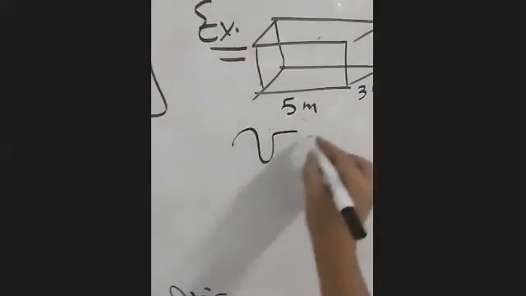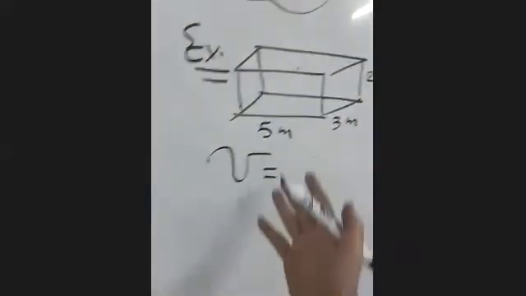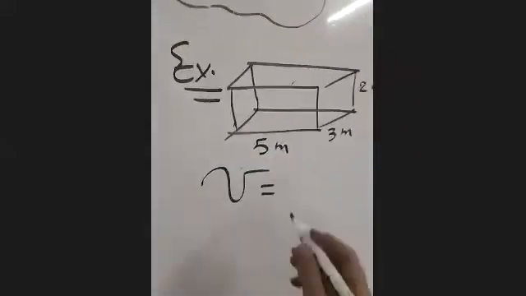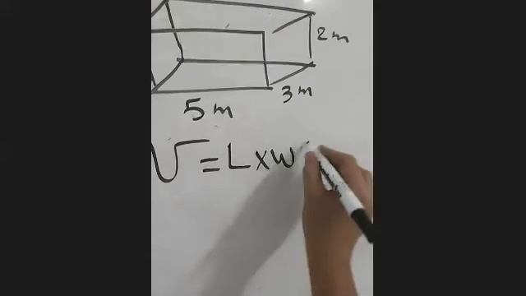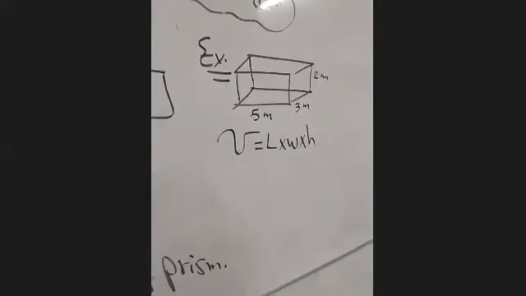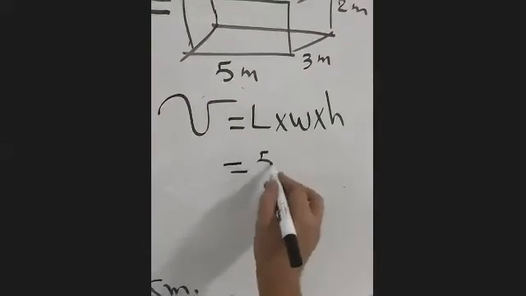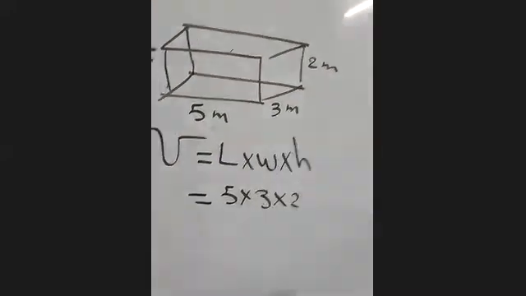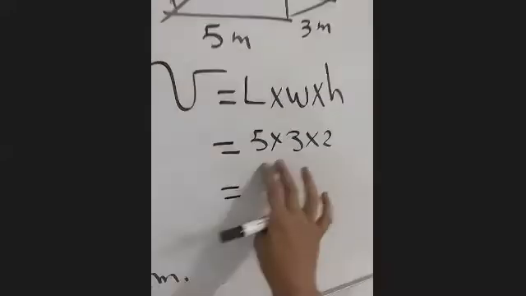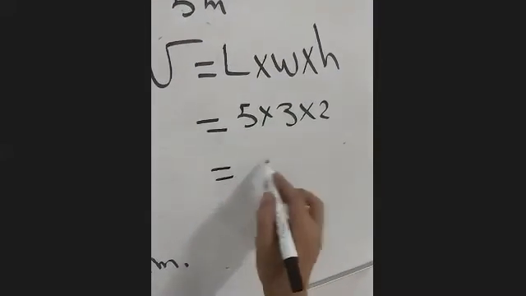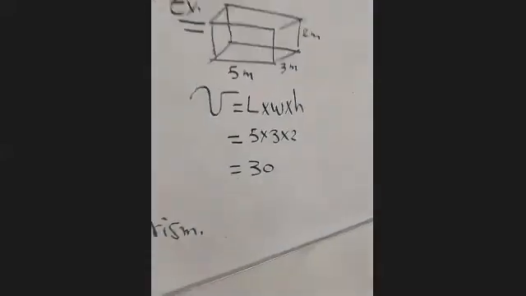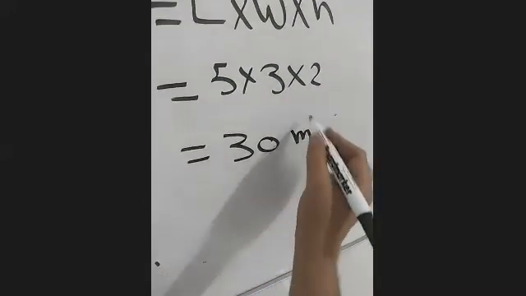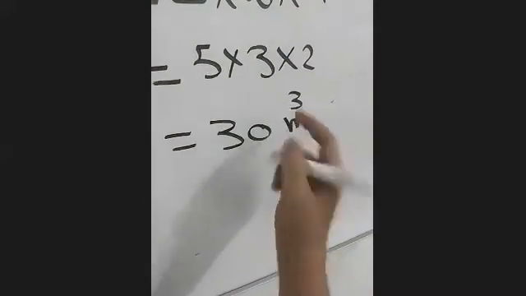How do we find the volume, guys? This is a rectangular prism. This formula here is for the rectangular prism only. So the volume equals length by width by height, which equals 5 times 3 times 2, which equals 15 times 2, 30. 30 what? Meter power 3.